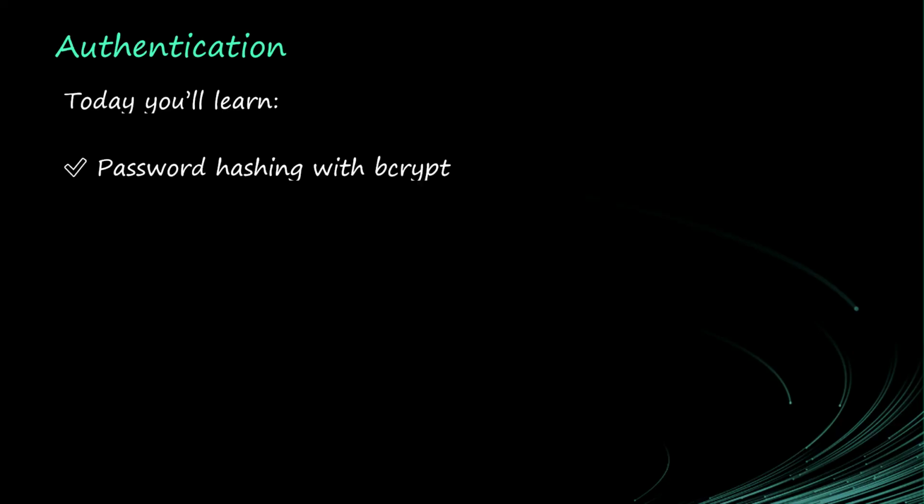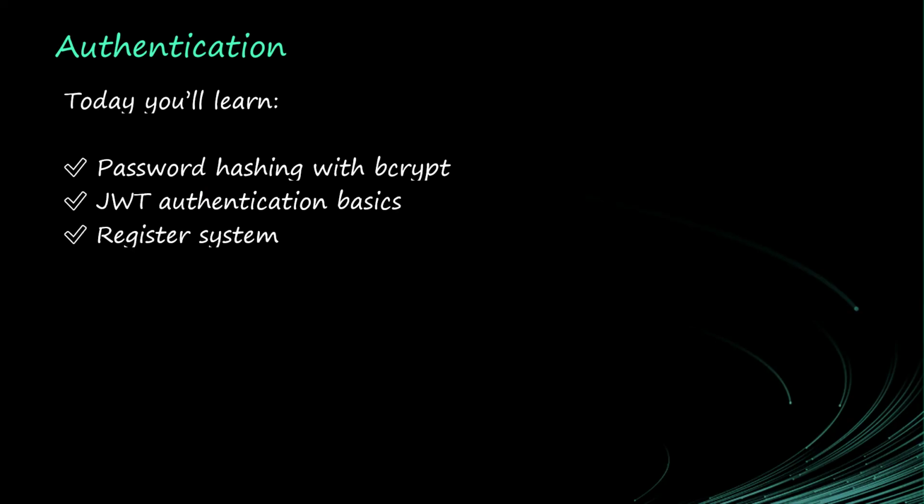So today we will learn how to hash our password using bcrypt. We will learn JWT authentication basics. We'll also have a register system. We'll create a register route. We'll create a login route too, a login system. So we are going to be hashing our password. We're going to be using JWT, JSON Web Token. We are going to be creating a register system and also a login system.